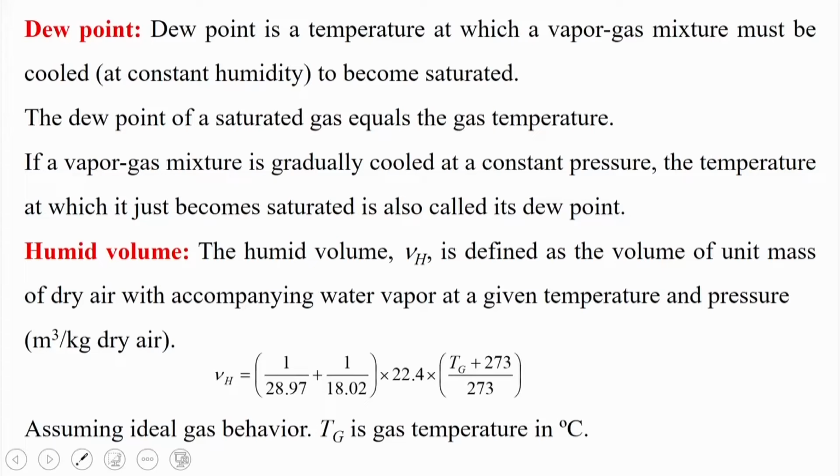So, Vh is equal to (1 by 28.97, the molecular weight of air, plus 1 by 18.02, the molecular weight of water) into 22.4, the volume of 1 mole of gas at NTP, into (Tg plus 273) by 273, where Tg is the gas temperature in degree Celsius. That is why 273 is added with Tg.